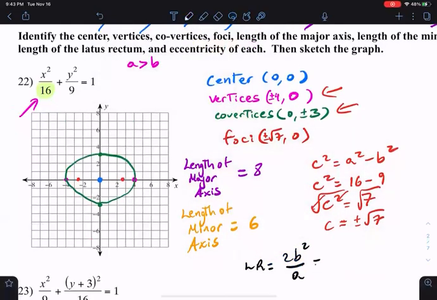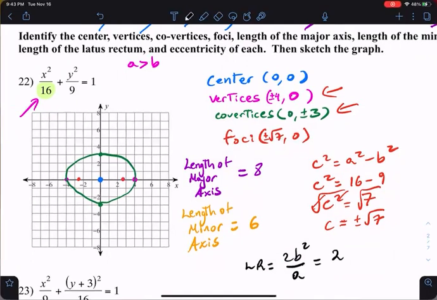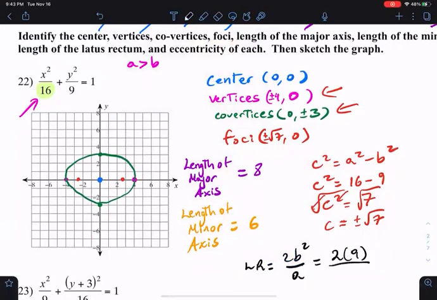So what do we get? 2B squared is what? The value of B squared here is 9, right? And A is just 4, right? So this is going to be 9/2. So that's the latus rectum, the length of the latus rectum.